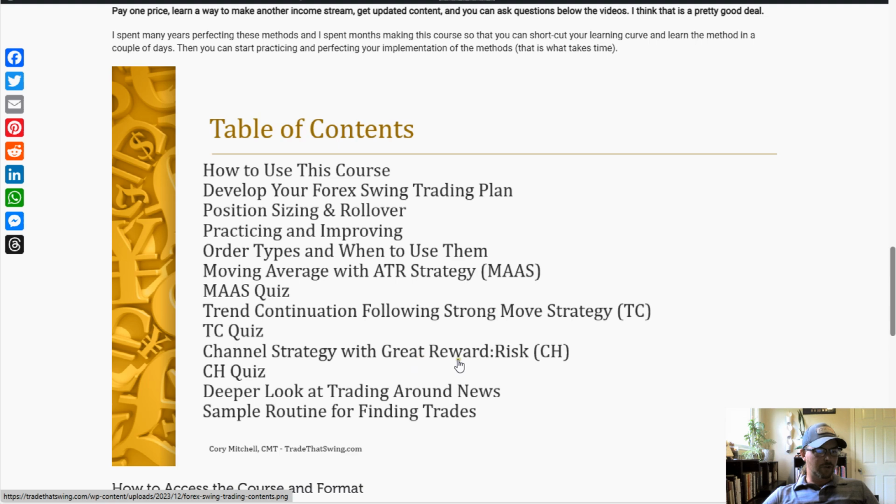Whereas these other two are going to take a little bit more practice to get used to. They can be traded on different time frames, things like that. So these other ones, I would pick one. I'd go through both the videos, pick which one you like, work on those. So that process, like how you would go through and actually learn and practice and improve on these strategies, is discussed. Then you also want to develop your Forex swing trading plan.